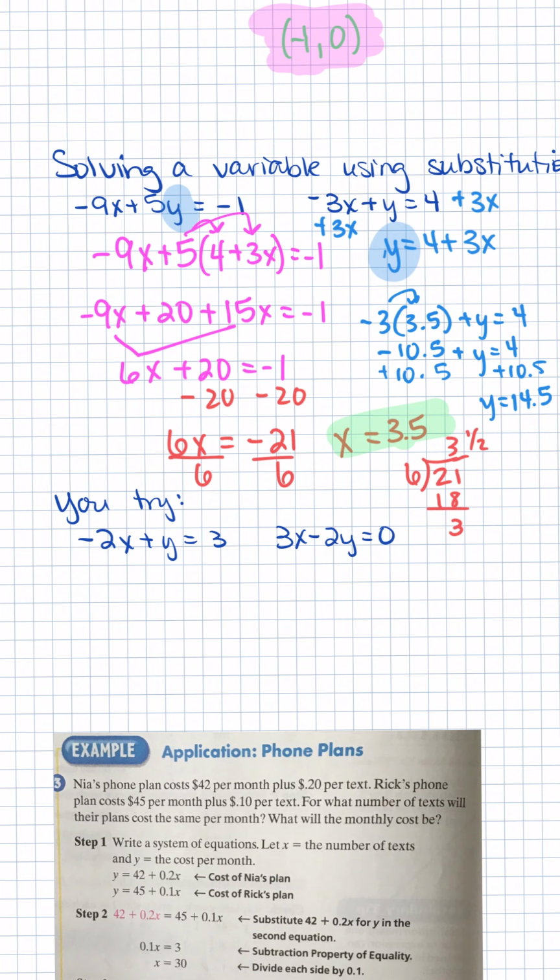Oh, I just see what I did wrong. Okay, so this should have been a negative 3.5. So then this is a negative, so this turns into a positive. So then I'm actually subtracting here. So then this equals 4 minus 10.5, which is going to equal negative 6.5. So x is negative 3.5, y is negative 6.5. And that is your answer.